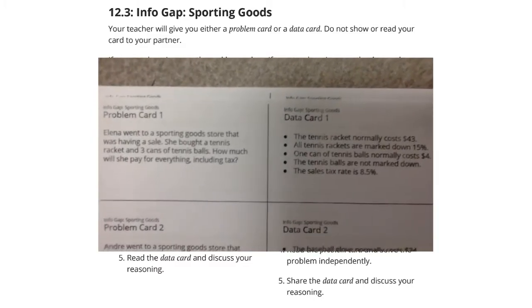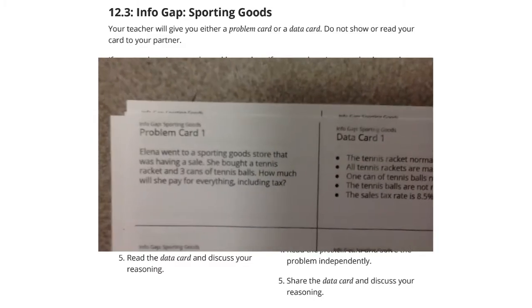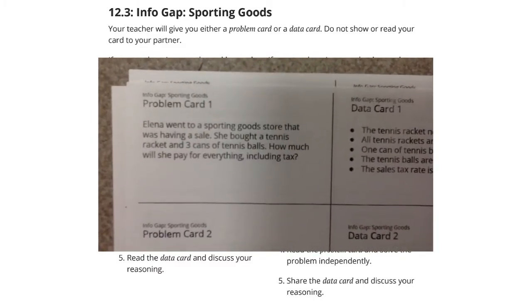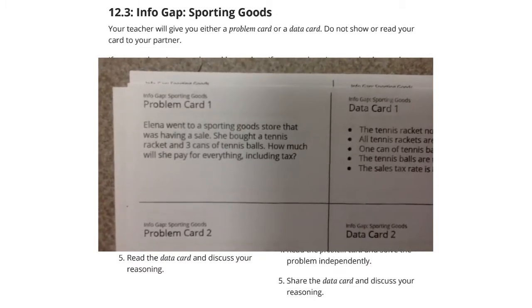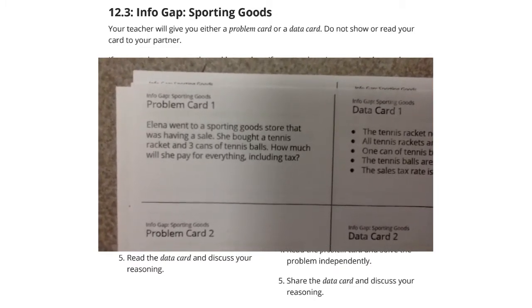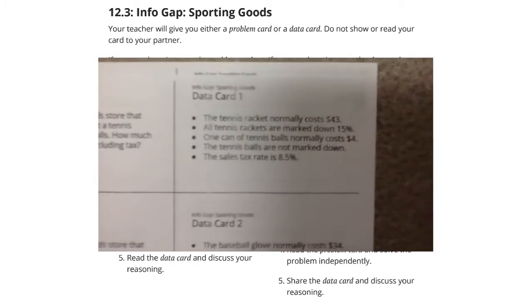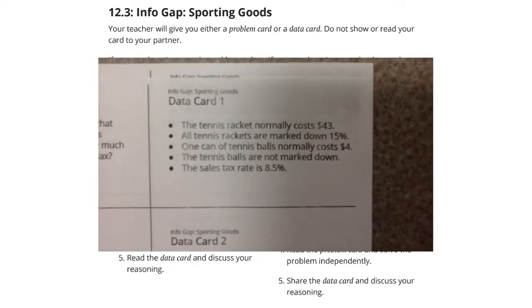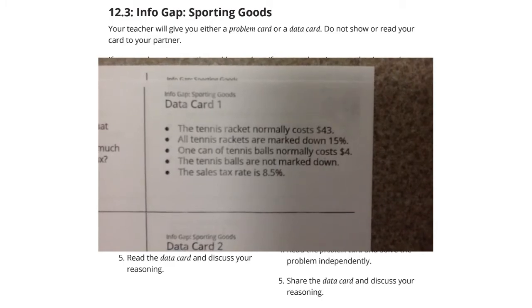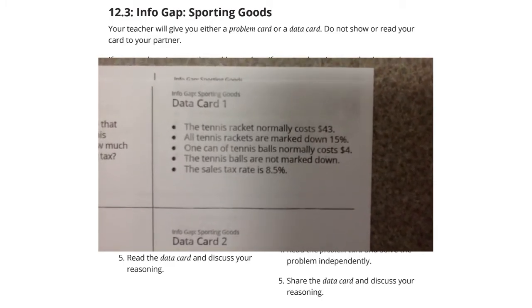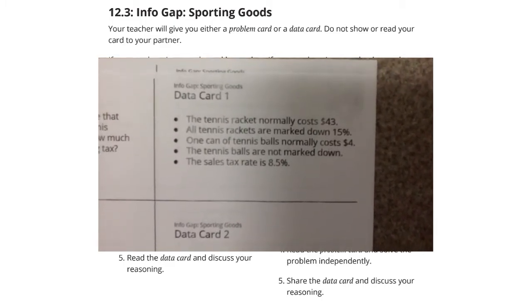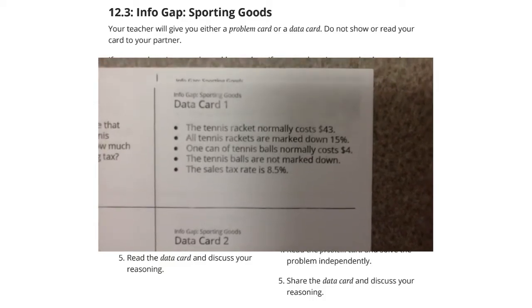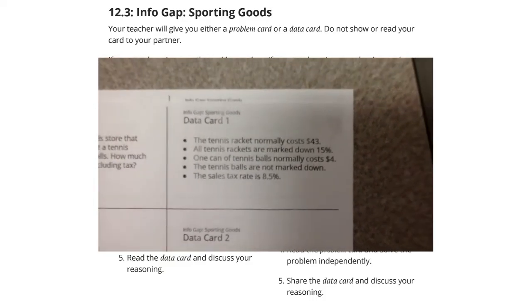And the problem card, Elena went to a sporting goods store that was having a sale. She bought a tennis racket and 3 cans of tennis balls. How much will she pay for everything, including tax? And on the data card, the tennis racket normally cost $43. All tennis rackets are marked down 15%. 1 can of tennis ball normally costs $4. The tennis balls are not marked down, and the sales tax rate is 8.5%.